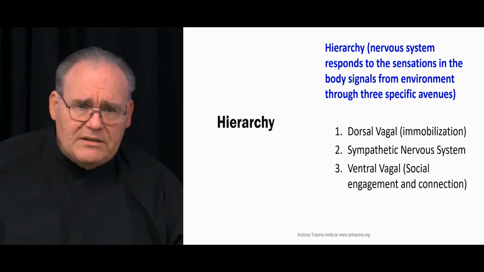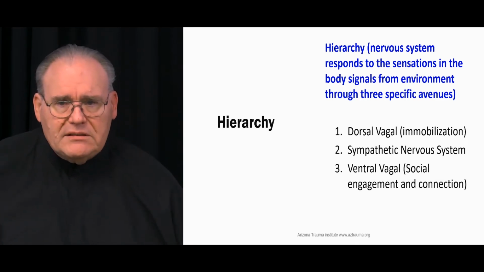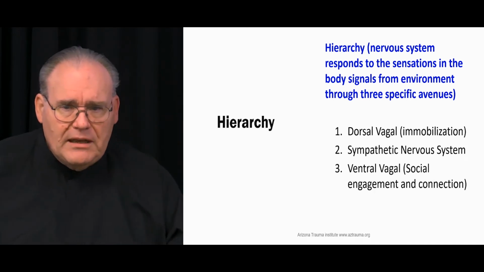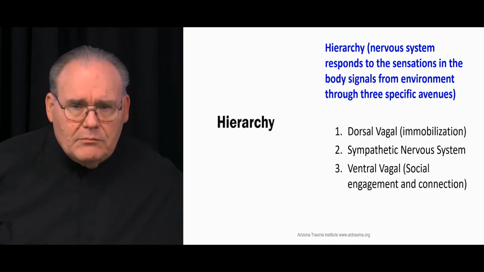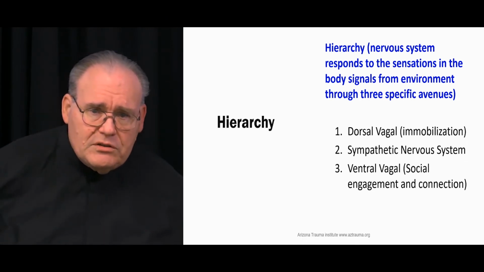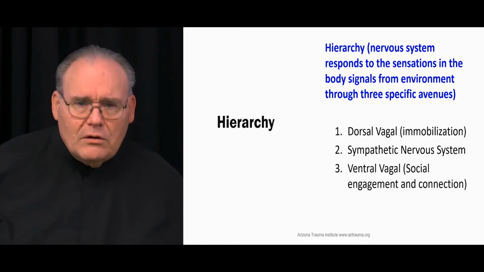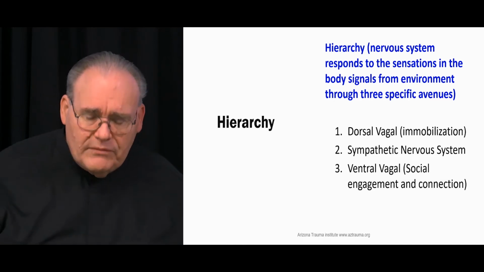We talked about these terms when we gave you the metaphor of the ladder. The dorsal vagal system, that's your shutdown, your immobilization. You have your sympathetic nervous system, which is your fight or flight system. You have your ventral vagal system, which is your social engagement, connection. Co-regulation occurs in the ventral vagal system.